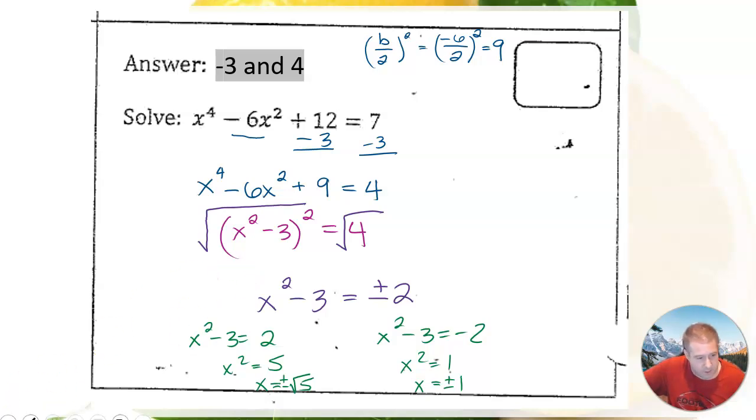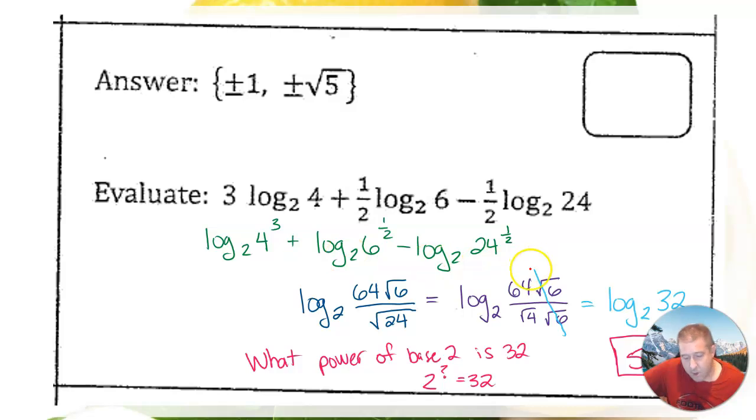All right, next question we have is properties of logs. Now, anytime you have a coefficient in front, you can really just slide this up into the exponent. So I basically did that first, and then I could have done this several different ways. The way I did it is I just raised it. 4 to the third power happened to be 64, and then 6 to the 1/2 power is just square root of 6, and 24 to the 1/2 power is basically just square root of 24.